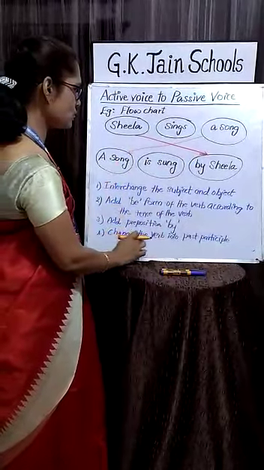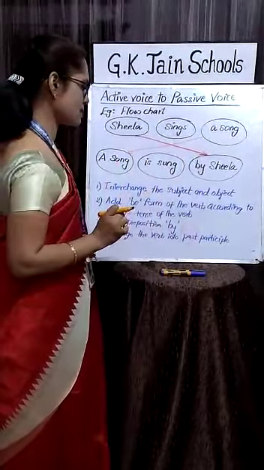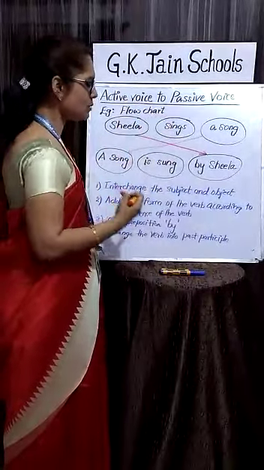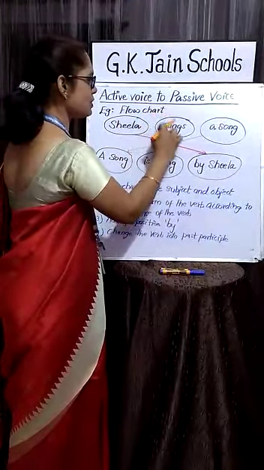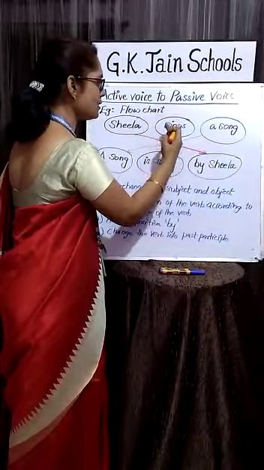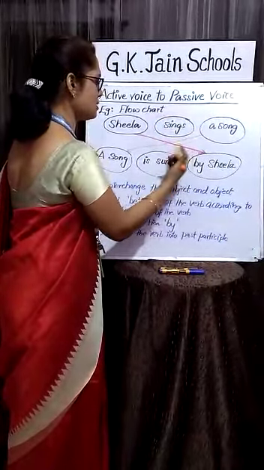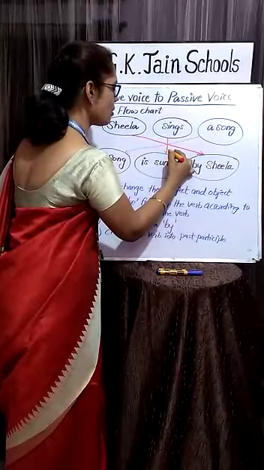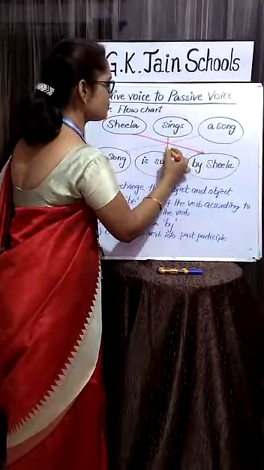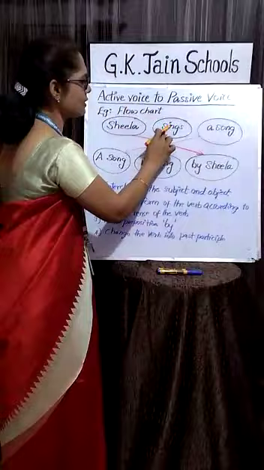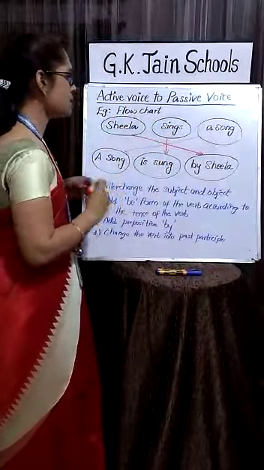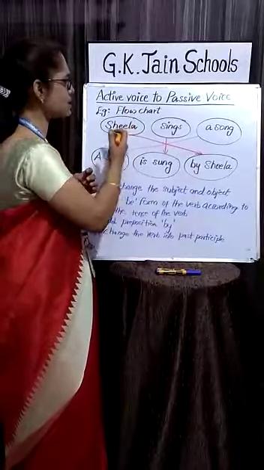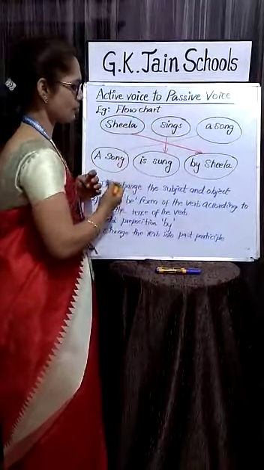And now change the verb into the past participle. Our verb is sing. What is the third form of the verb? Sing is the first form, second form sang, and third form is sung. So we have changed our verb into the third form, that is the past participle, and the past participle of sing is sung. These are the steps to be followed for conversion of a sentence from active voice to passive voice.